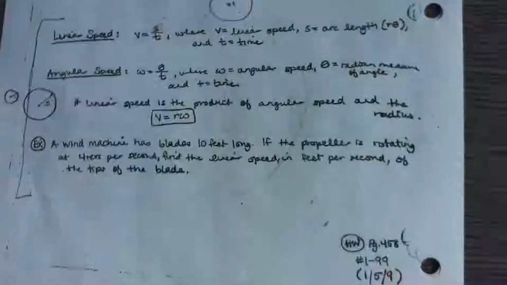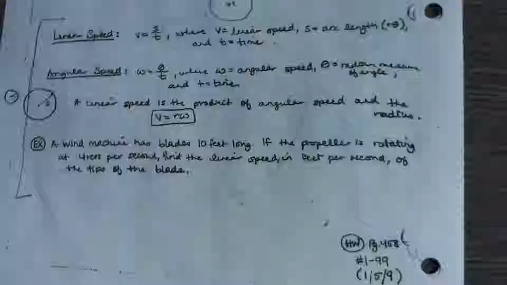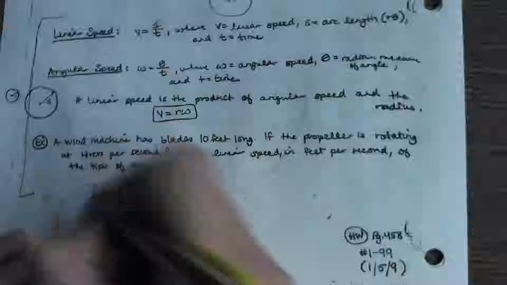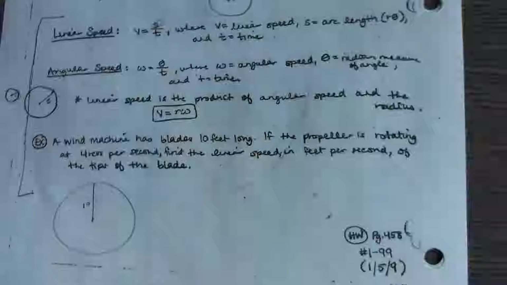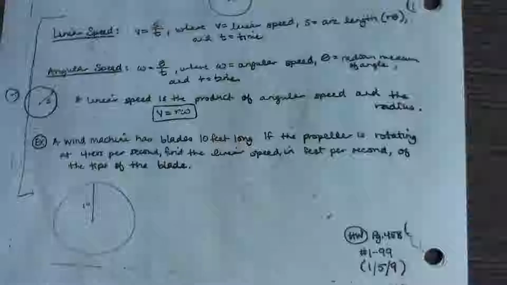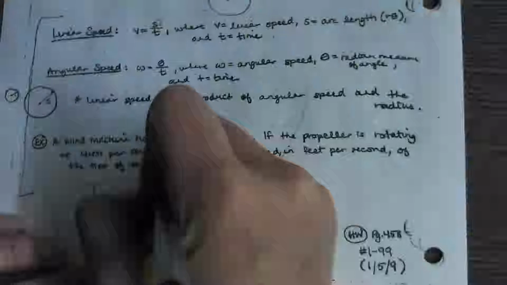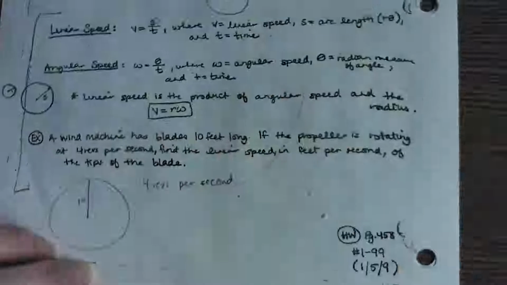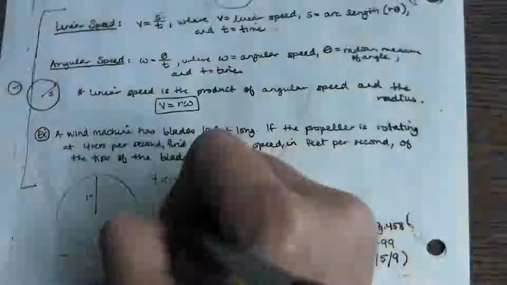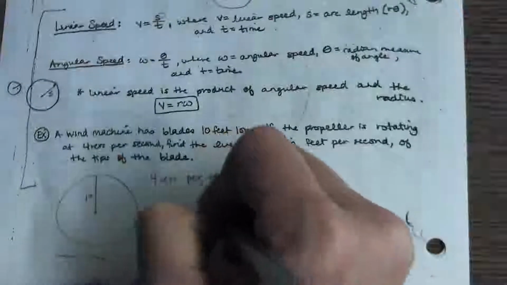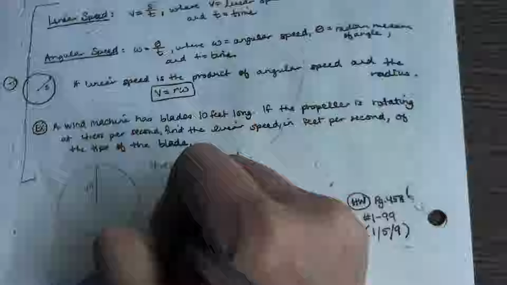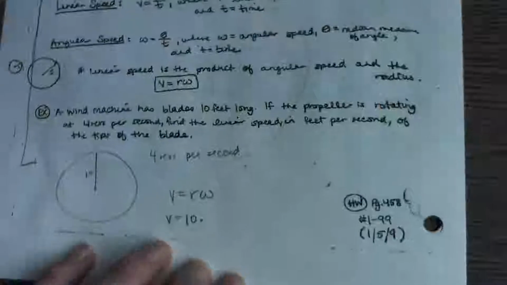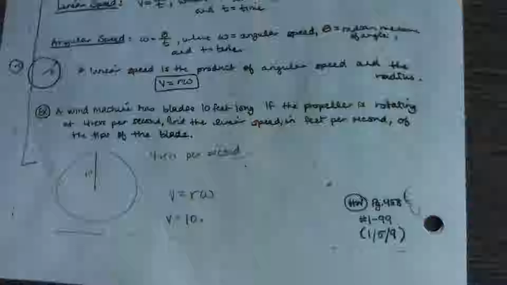So in this one at the bottom, a wind machine has blades 10 feet long. I like diagrams. If the propeller is rotating at 4 revolutions per second, it wants us to find the linear speed. But before we do that, since the linear speed is the radius times the angular speed, now we have the radius is 10. We don't actually have the angular speed yet.